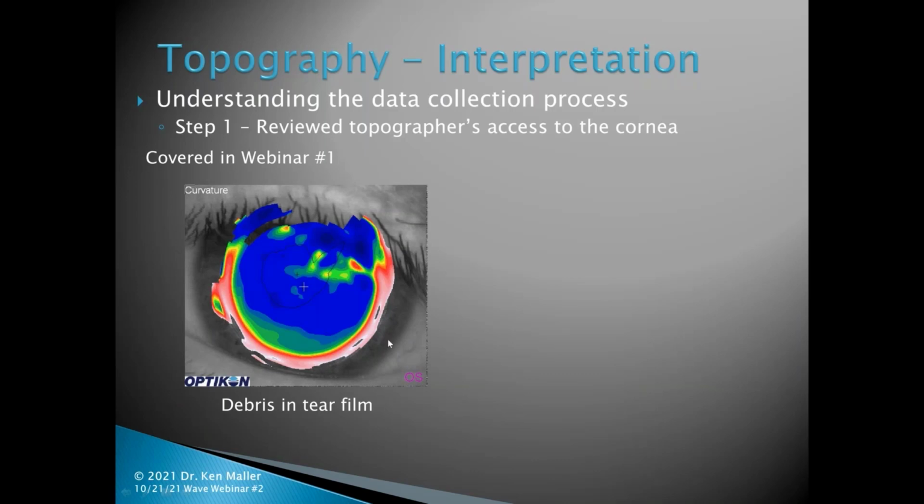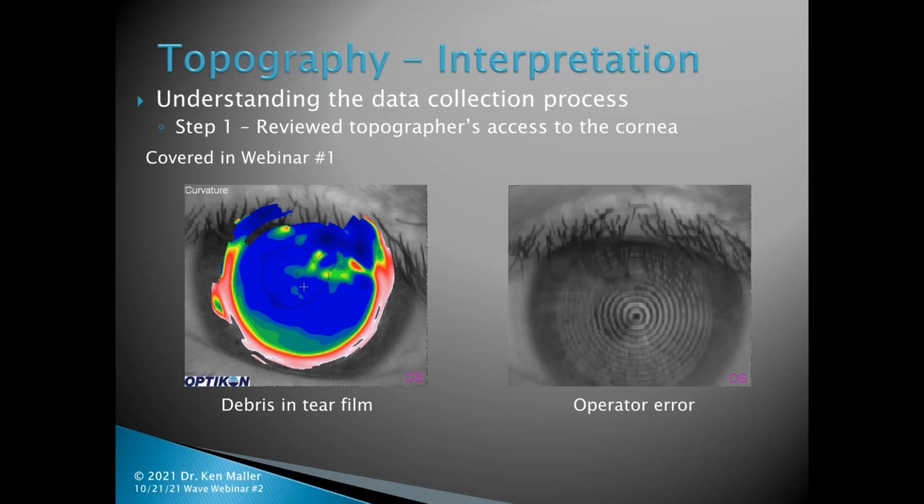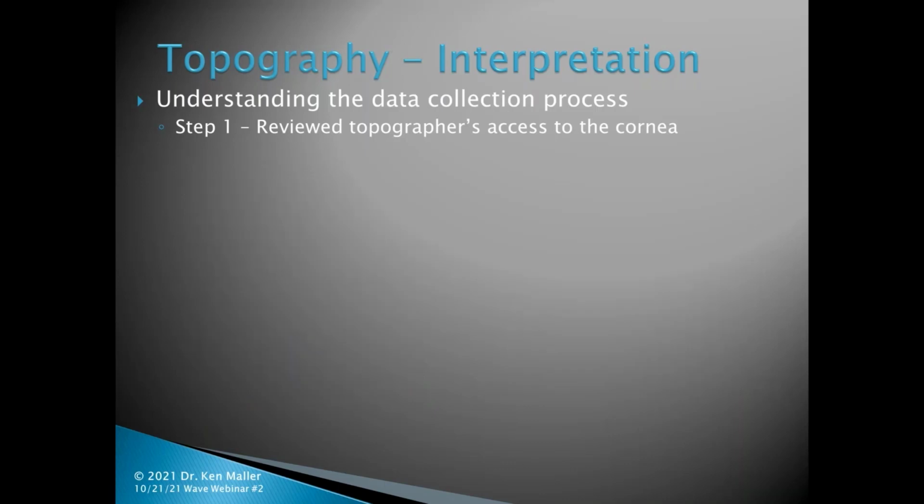Next we have, this was actually taken over a contact lens, and you could see all of this debris in the tear film. Since this is a placido disc-based system, anything that's reflecting off the tear film that disturbs the tear film is going to disturb the data. Here we just have a bad operator error, and you could see that everything was kind of shaking at the time that this was captured.